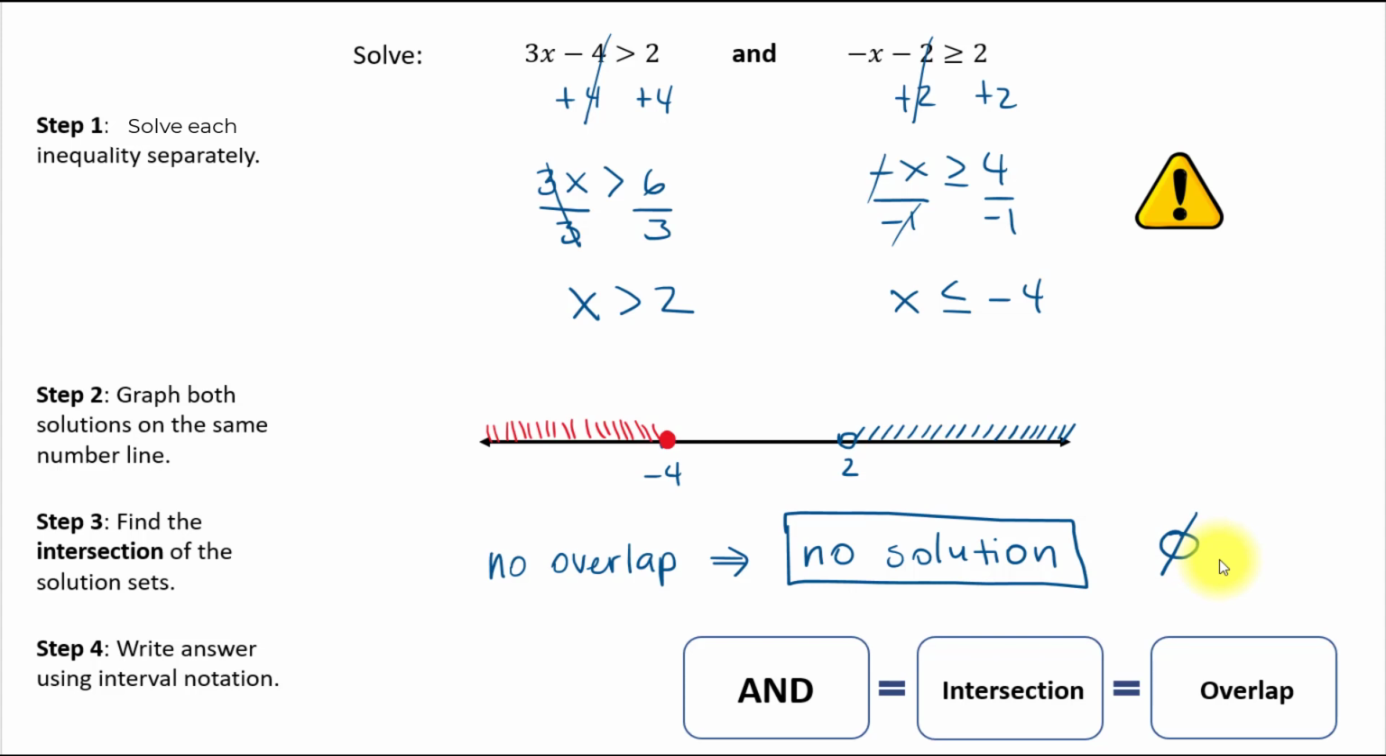So these are the steps for solving a compound inequality with the word and. We looked at different cases that you can get when you solve this kind of compound inequality.